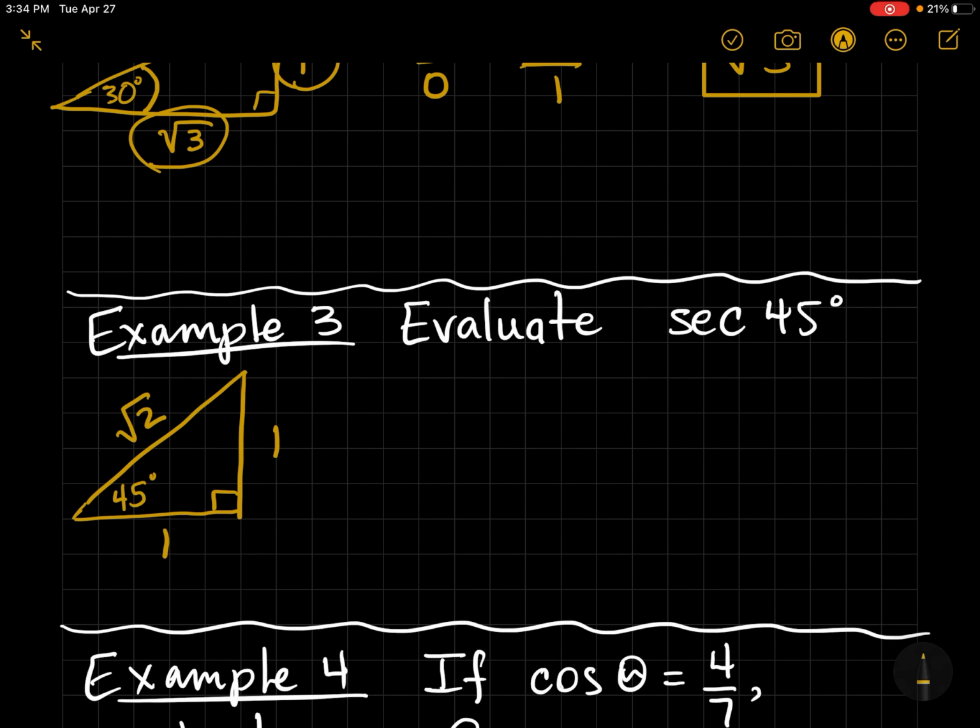So for secant, I want the reciprocal of cosine. Cosine is adjacent over hypotenuse, so I want the reciprocal. So the secant is hypotenuse over adjacent. That's the square root of 2 over 1. So square root of 2, final answer.